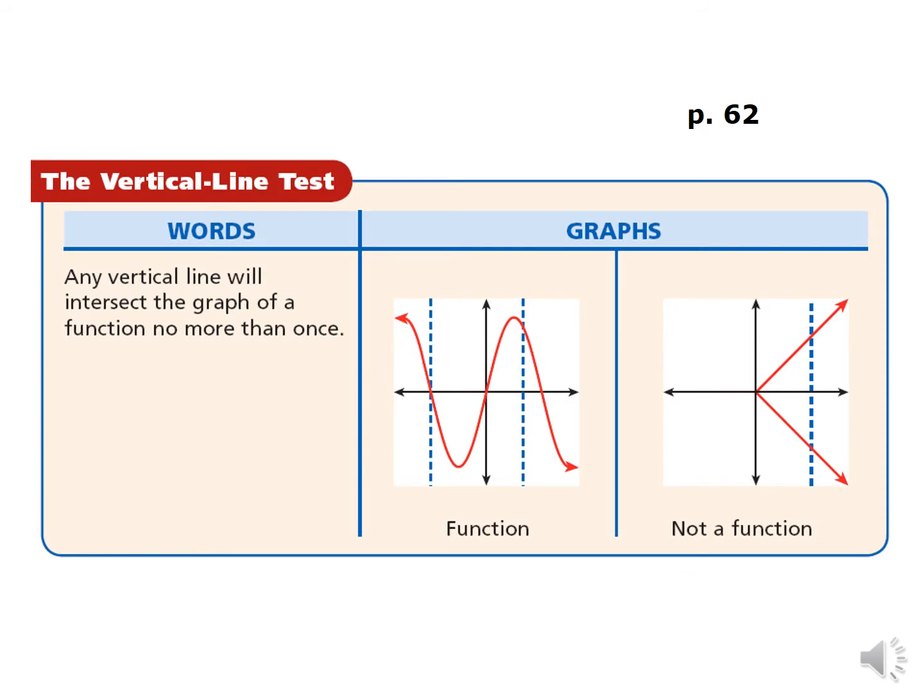Okay, so the main way that people figure out if it's a function is by using the vertical line test. So here's the description of it. Any vertical line will intersect the graph of a function no more than once. So you can put a bunch of vertical lines down your graph and see if it passes the vertical line test. Notice over here, it crosses in two places, so it is not a function.